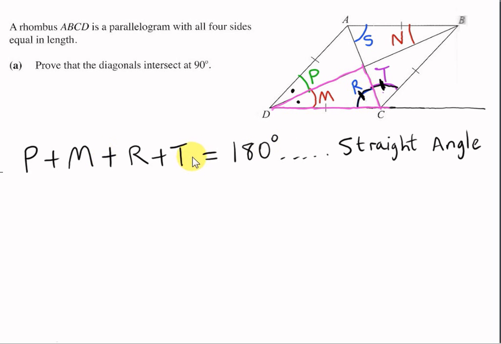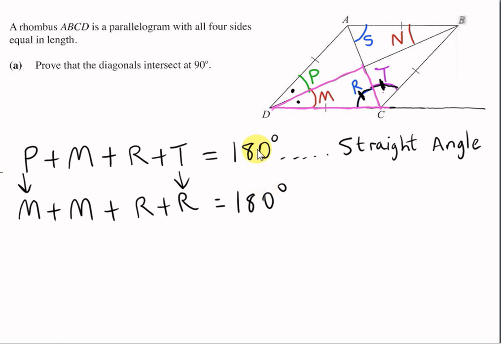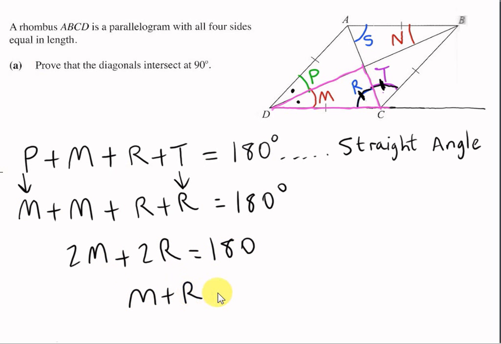Well, we're nearly there now. I want to get rid of P and T. They're not inside this triangle. So we use the fact that M is equal to P. So I can replace this P with M. So you get M plus M here. And R is equal to T, so I will replace T with R. So we showed they were equal earlier, and this must equal 180. So I'm just using this equation. So we get 2M plus 2R equals 180. And if we divide this across by 2, we get M plus R equals 90.